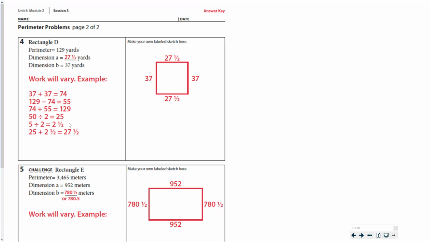Now this is where they veer off a little bit. Instead of just taking 55 and dividing it by 2, and I know that some of you guys can do that, some of us might want to make it a little bit easier for our brains. And this answer key right here shows us breaking apart the numbers.